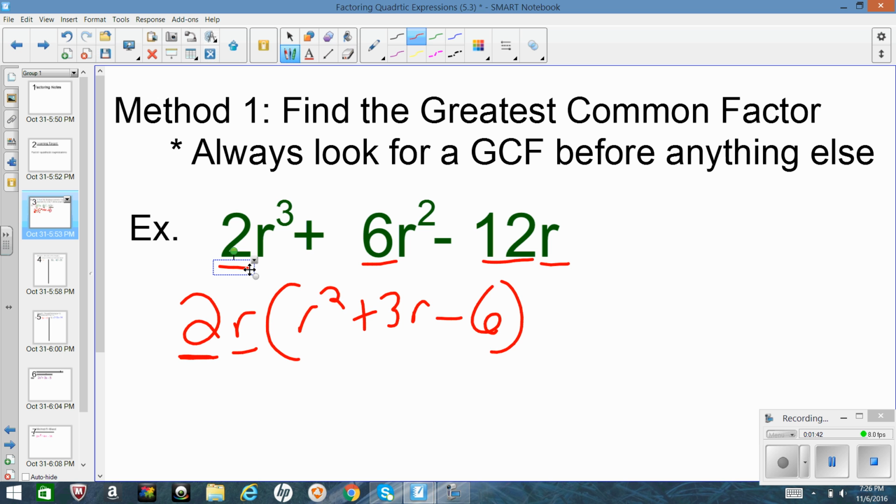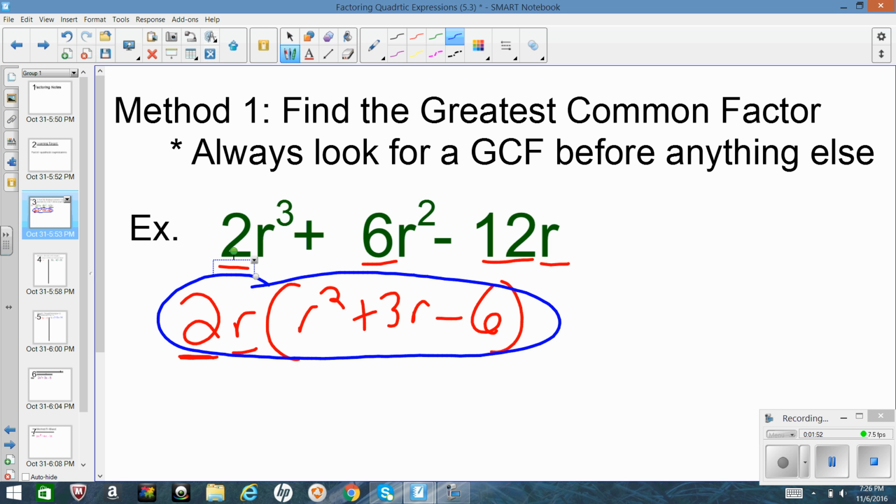Likewise, when I did this first term, I took 2 divided by 2. There could have been an unwritten 1 there, but I didn't have to write it. And that is factored. So my final answer is 2r in parentheses r squared plus 3r minus 6. I can't factor any farther than that.